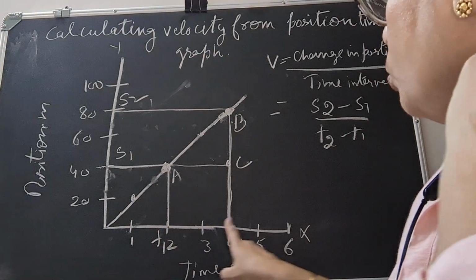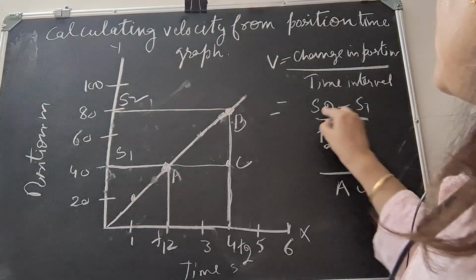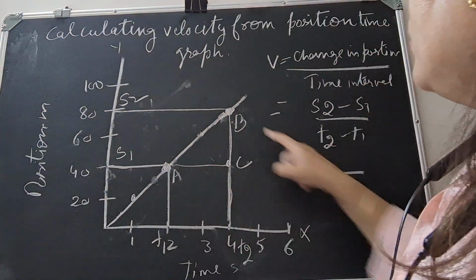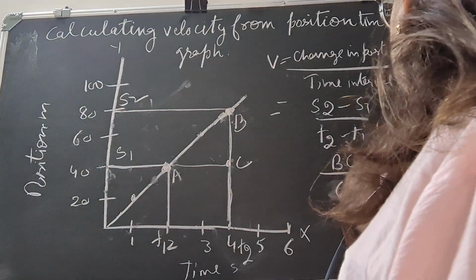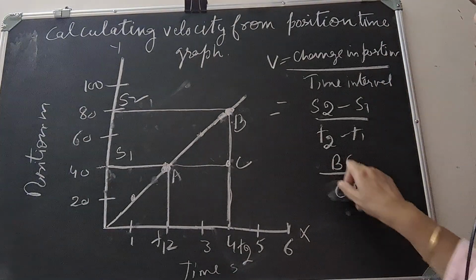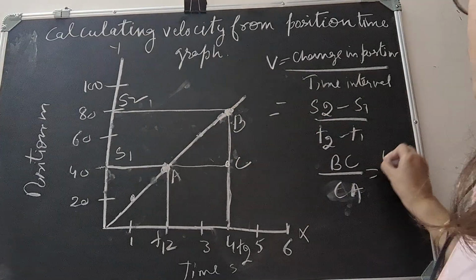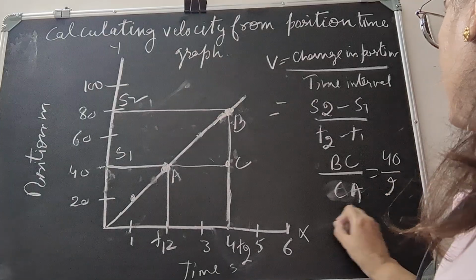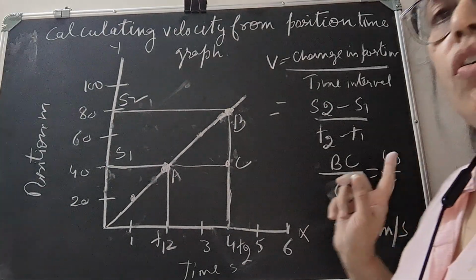Now, what is T2 minus T1? This is AC. And S2 minus S1 is BC. So BC upon CA is our change in position over time. Now BC is 40 and time is 2. We have 20 meters per second. This is the velocity of the object.